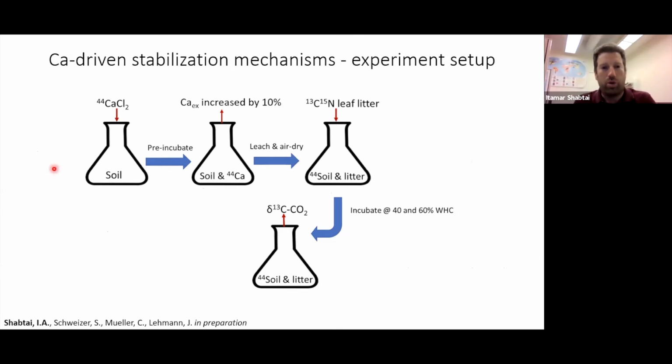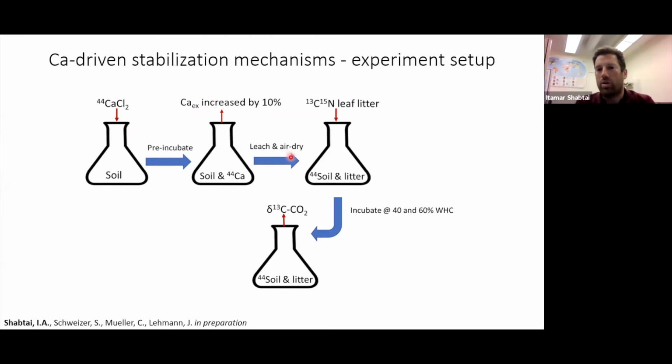Well, we took a soil and we pre-incubated it with calcium chloride that was enriched with the 44 isotope. During this pre-incubation, we caused a 10% increase in exchangeable calcium. So some of this labeled calcium went into the mineral matrix and kicked off some other cations. And then we leached the soil of excess salts. And of course, we did this with control soil, but without calcium, just with water.